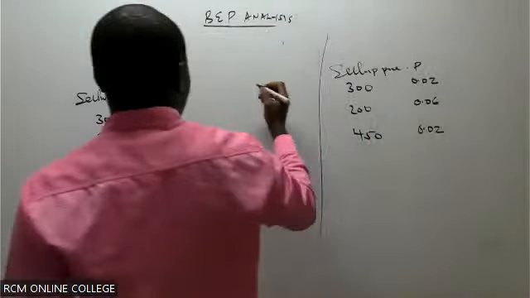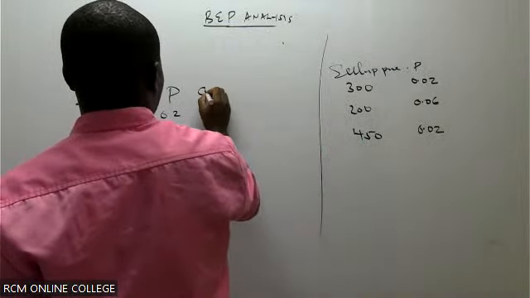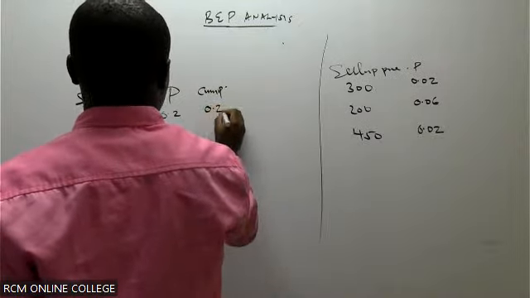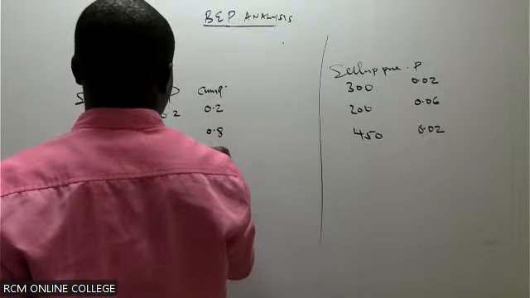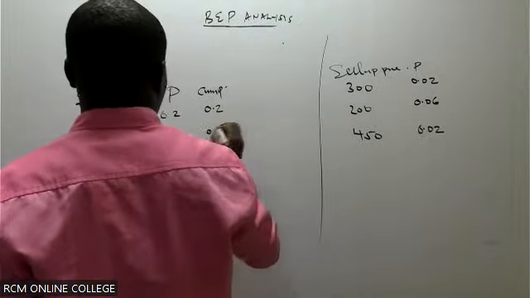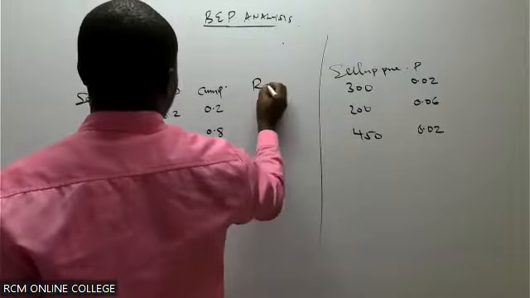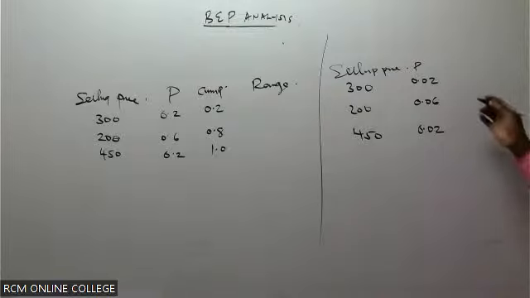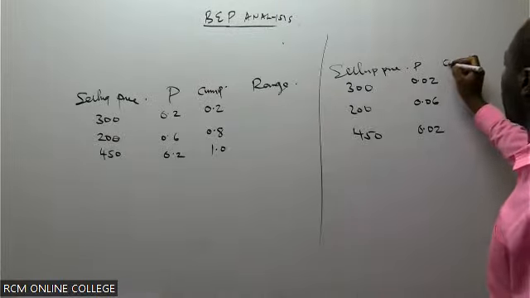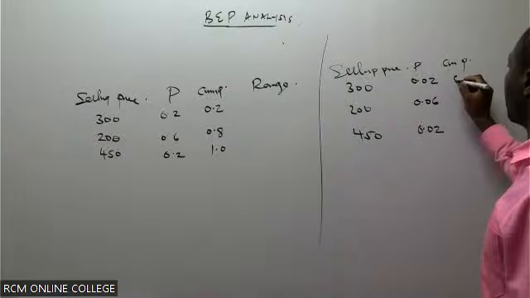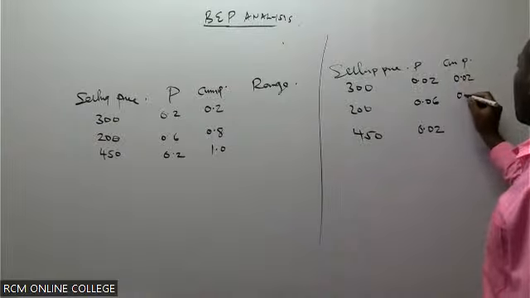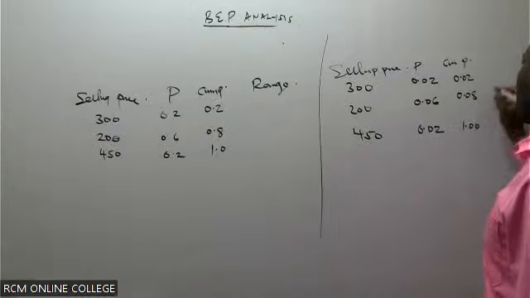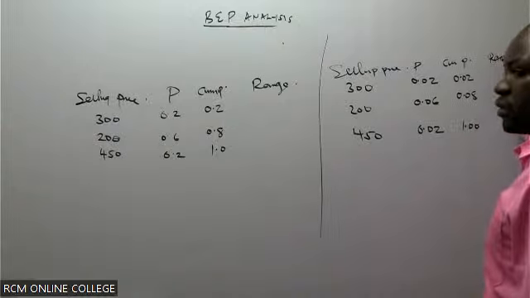Because our interest here is to come up with the range. So come here and give us cumulative probability, which would be 0.2, 0.8, then 1.0. And then you come now and give us the range. That's what I want to discuss with you. Once that is done, you'll be able to understand it. So cumulative probability, we have 0.02, 0.08, and then 1.00.